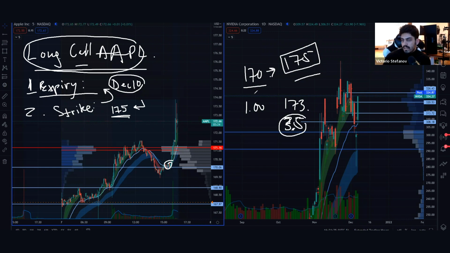Because remember, here, this would have to be 176 to break even. So if it's at 173, we're assuming that the break even price continues to potentially rise. So keep that in mind.